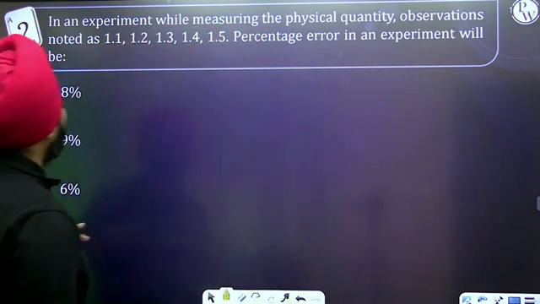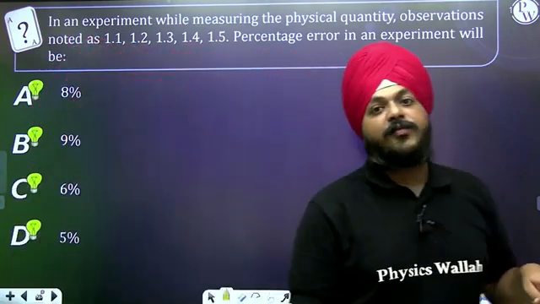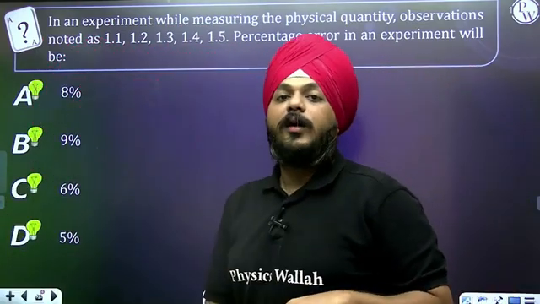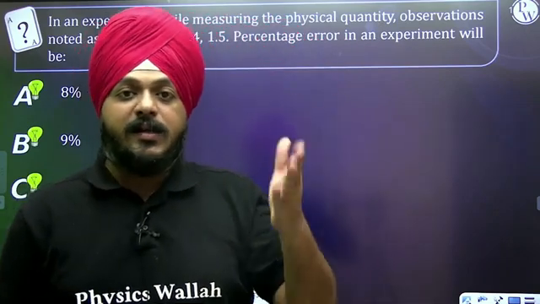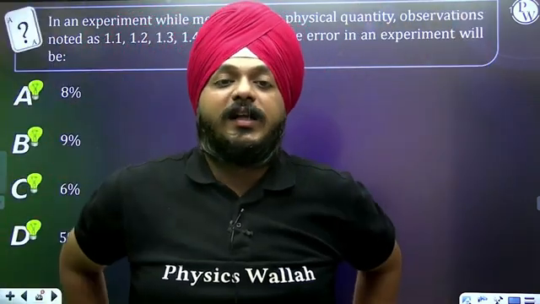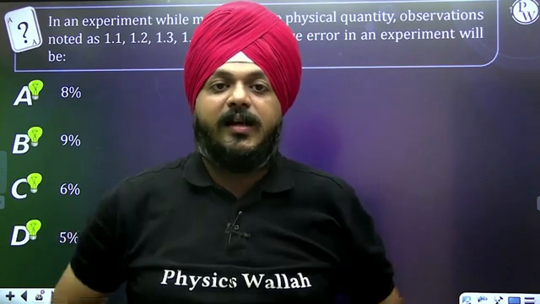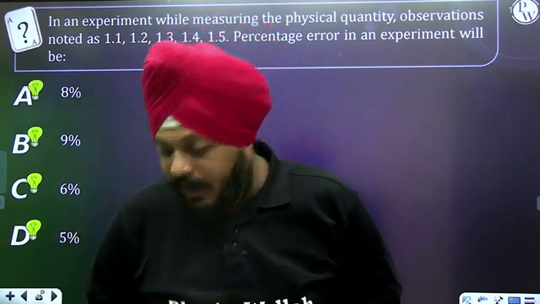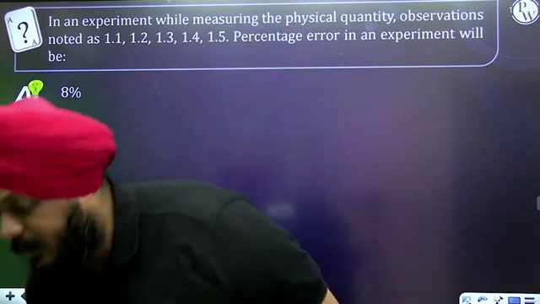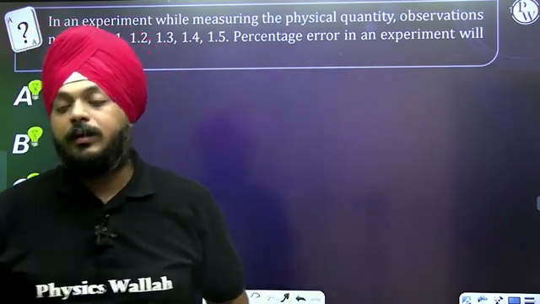First, we are going to see one or two sums based on that, and after that we will jump directly to the errors in an experiment in which two physical quantities are added, subtracted, divided, multiplied, and repeated n times. I'm sorry for that.